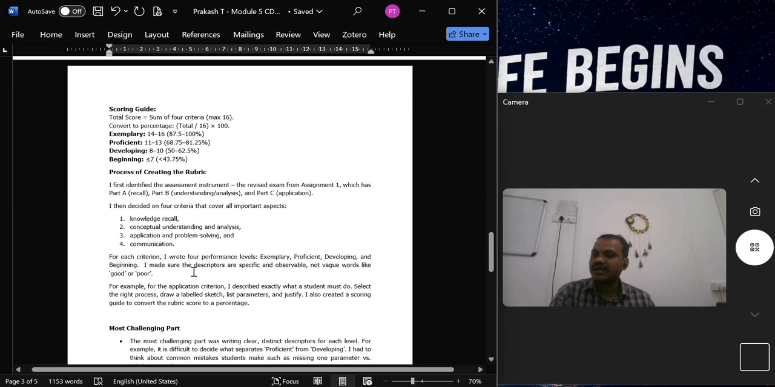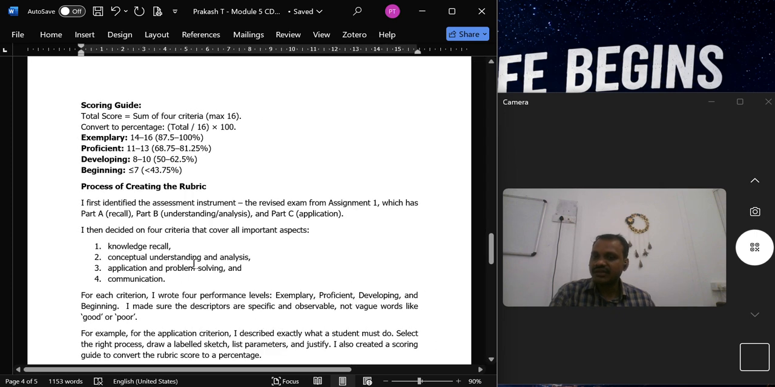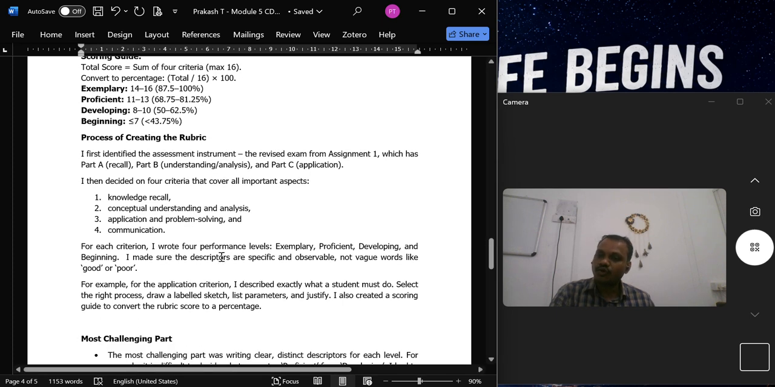Okay, how I created the rubrics. First I identified the assessment instrument, the revised exam for assignment 1, which has part A, part B, and part C. And then I decided the 4 criteria: knowledge recall, conceptual understanding and analysis, application and problem solving, and finally communication, how he is going to present. For each criterion, I wrote 4 performance levels: exemplary, proficient, developing, and beginning. I made sure that descriptors are specific and observable, not vague words like good or poor. It's a very qualitative or vague word, so I'm not using those words.